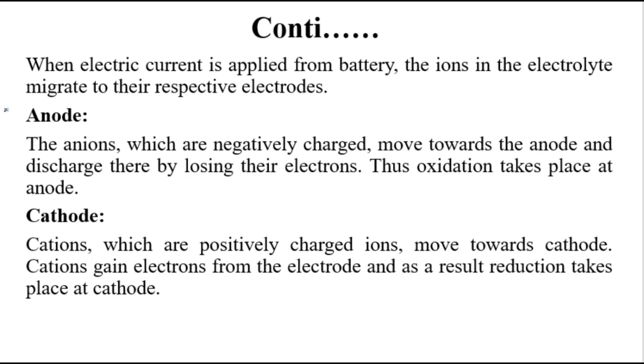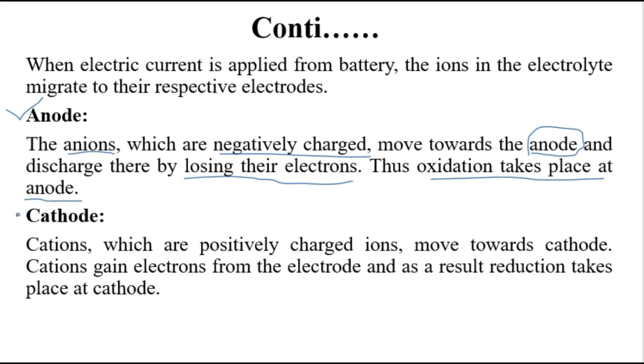So first of all, we will see the function of the anode. The anions are negatively charged. It means anions have a negative charge and move towards the anode which has a positive charge, and discharge, thereby losing their electrons. Thus oxidation takes place at the anode. I am explaining again that anions will be collected at the anode, which has a positive charge, and anions have the negative charge.